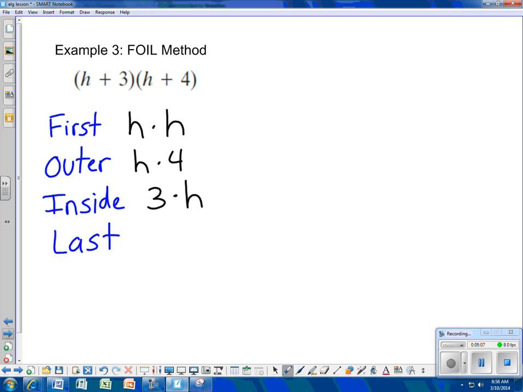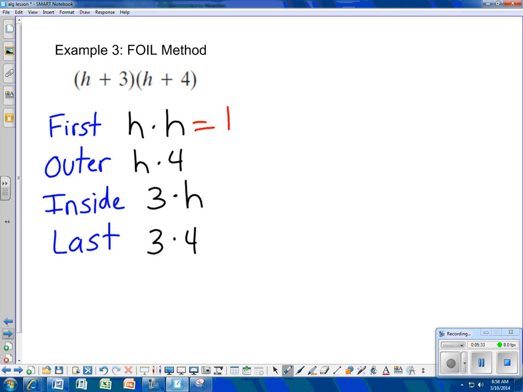And the last is the last in each of the parentheses. The 3 is the last in the first parenthesis. The 4 is the last in the second parenthesis. And now we have basically 4 parts. We can use our multiplication here and come up with final answers for each part, and then we're going to put them all together into one final answer.